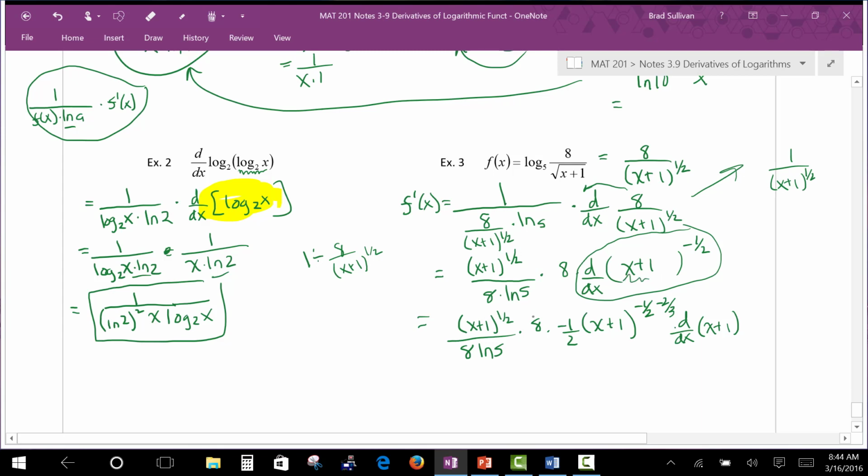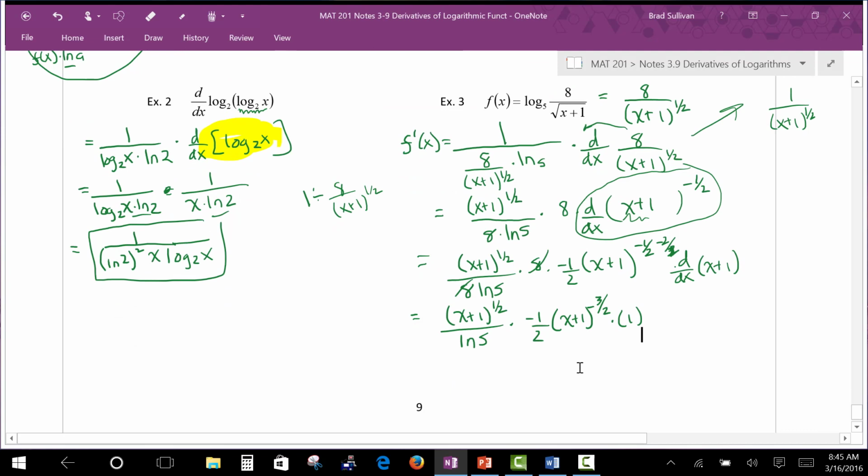So what you're going to have then is the 8's crossing out. We're going to have (x plus 1) to the 1/2 over ln 5 now, times negative 1/2 (x plus 1) to the negative, and that is, why did I do a negative 2/3 there? I think I meant to say negative 2 over 2, so that's negative 3/2. And of course that derivative right there is 1. So that's your derivative, and you just clean it up a little bit.